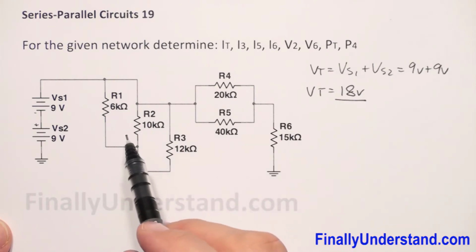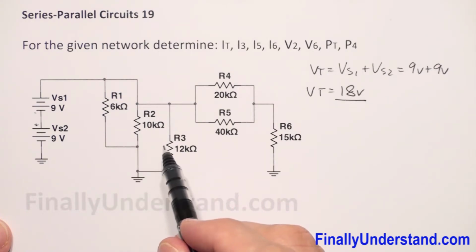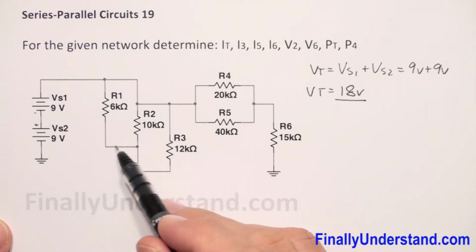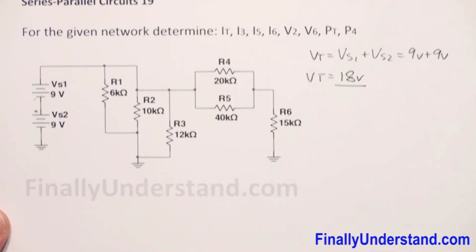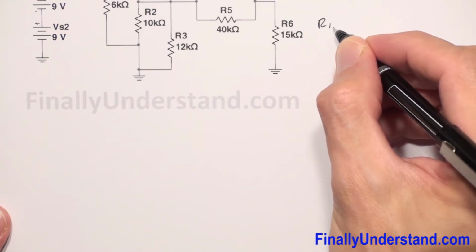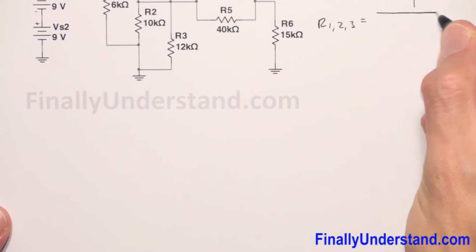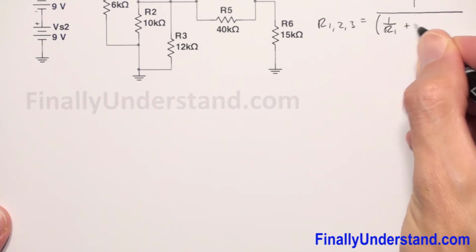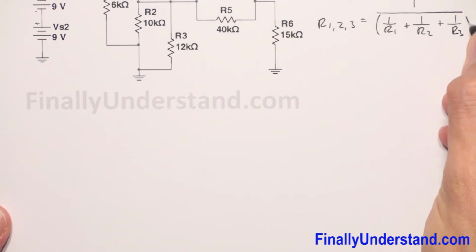Next, please notice that these three resistors are in parallel. Okay, they are connected together at the top. They are connected together at the bottom. Okay, so these three resistors are in parallel. That's why I'm going to write that R1,2,3 is equal, I'm going to use the formula 1 over R1 plus 1 over R2 plus 1 over R3.